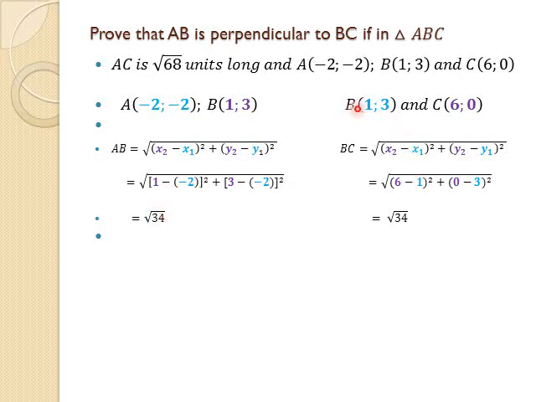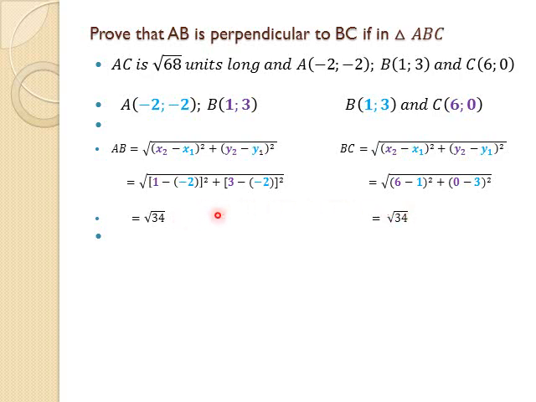If I take B, B is (1, 3), and C is (6, 0). So for BC, square root of (x2 minus x1) squared plus (y2 minus y1) squared. So x2 there, 6 minus 1, 0 minus 3. 6 minus 1 gives me 5 squared, which is 25. 3 squared gives me 9. 25 plus 9 gives me square root 34.